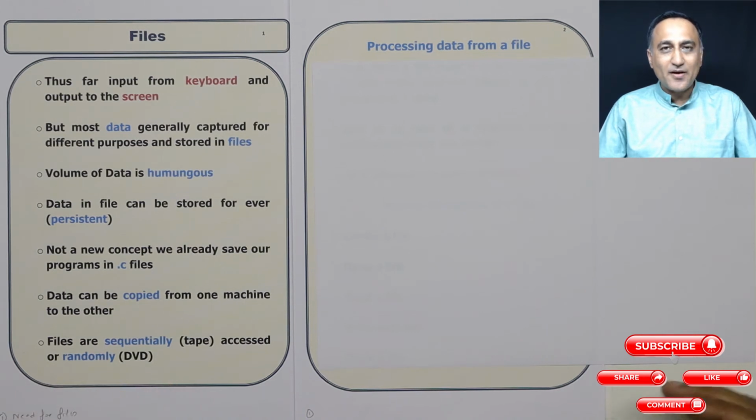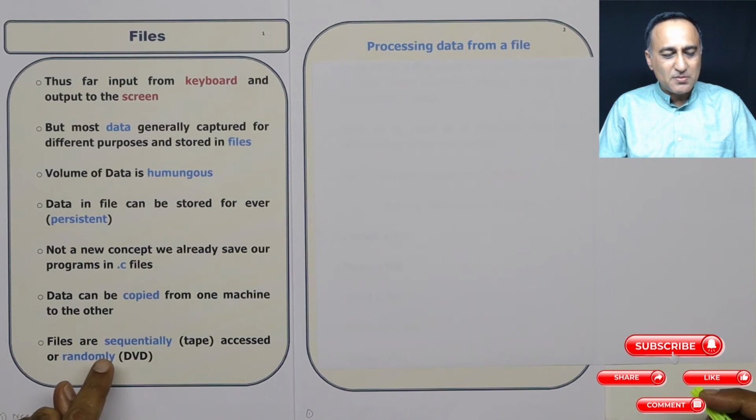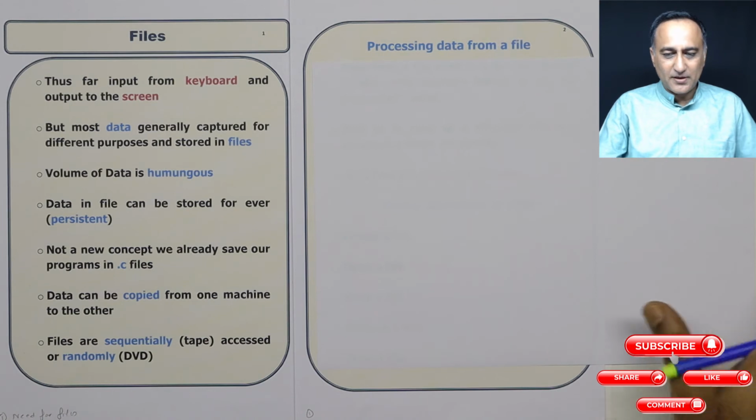Whereas with the tape, you have to go till that particular point in a sequence and then get it. So the files may be sequentially accessed or they may be accessed randomly.